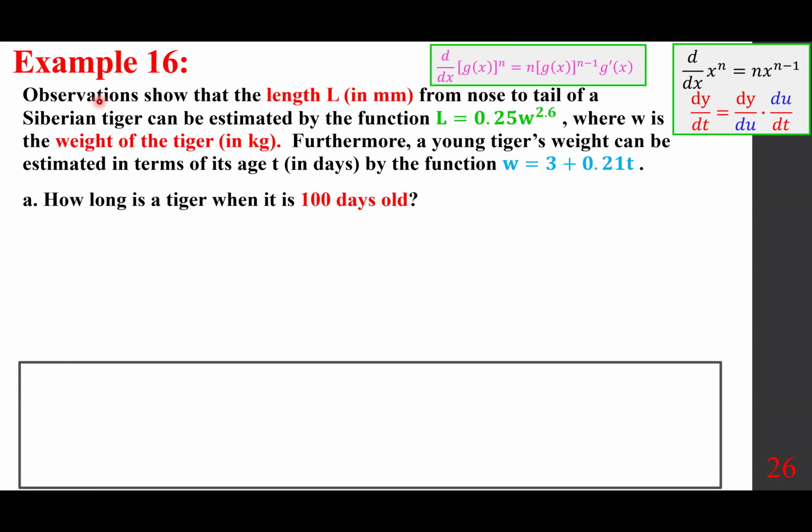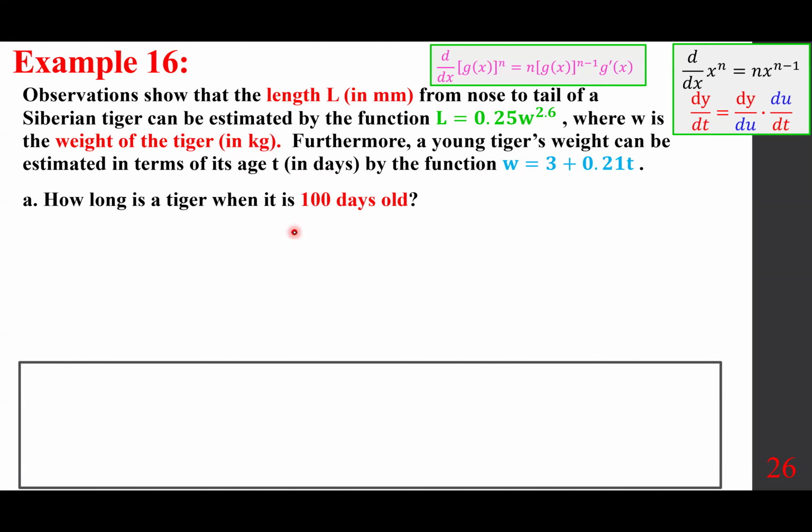Applications. Observations show that the length in millimeters from nose to tail of a Siberian tiger can be estimated by the function L equals 0.25 W to the power of 2.6, where W is the weight of the tiger in kilograms. Furthermore, a young tiger's weight can be estimated in terms of its age t in days by the function W equals 3 plus 0.21 t. How long is a tiger when it's 100 days old?